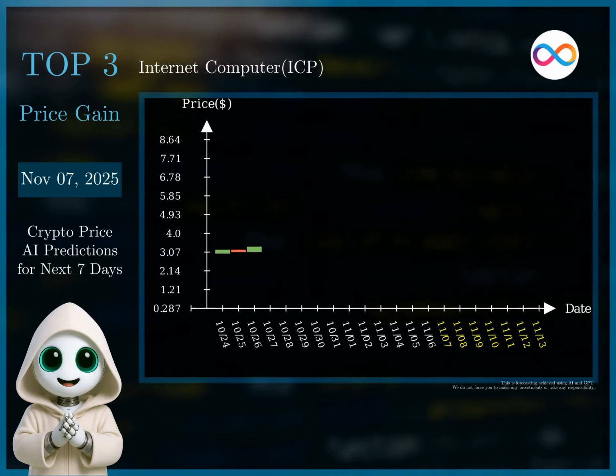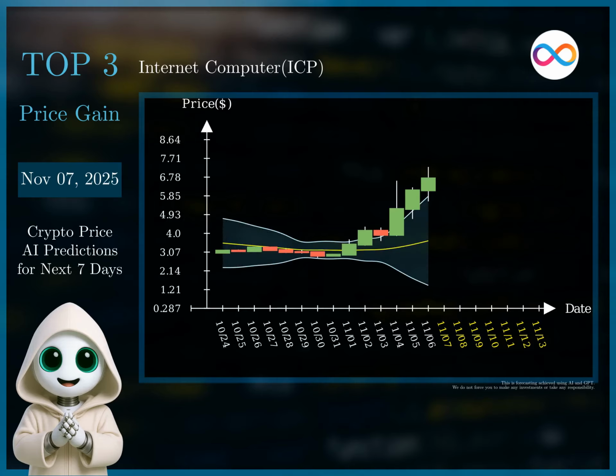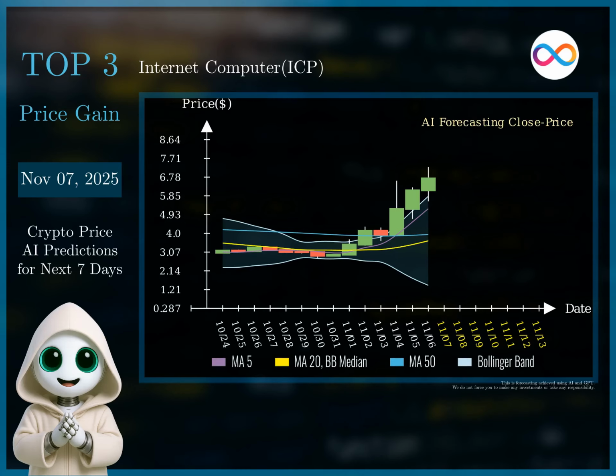Based on the historical data and forecast, Internet Computer shows a strong uptrend, particularly evident in the recent surge from November 6, 2025, closing at $6.72. The RSI consistently moved above 50, reaching overbought levels above 80, indicating strong buying pressure. The Bollinger Bands have been expanding, suggesting increased volatility and potential for further price appreciation.